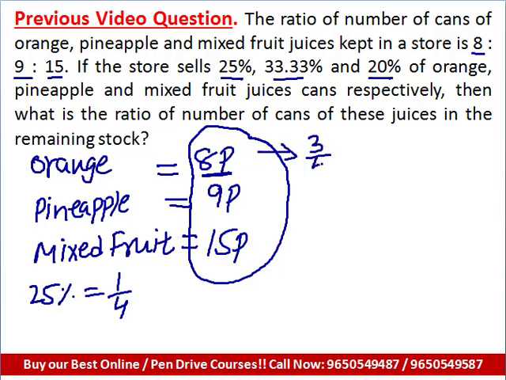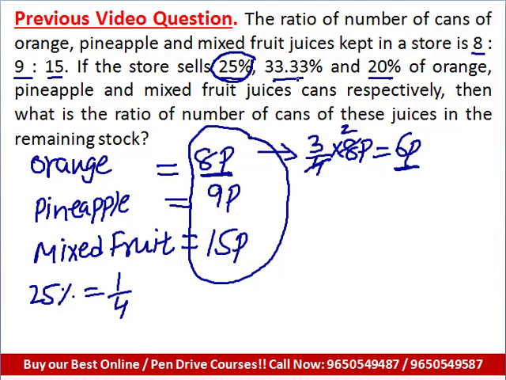3 by 4 of what? Students, 3 by 4 of 8 parts. Initially, we had 8 parts of orange cans. So 3/4 is left, and what does it turn out to be? It turns out to be 6 parts. So 6 parts of orange juice cans are left because 25% was sold.